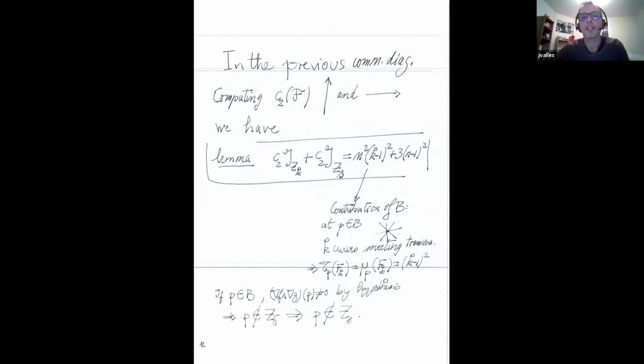So the first one is n2 (k-1) square. What is it? It is exactly the contribution of the base locus, because you take k curves passing through the n square points.